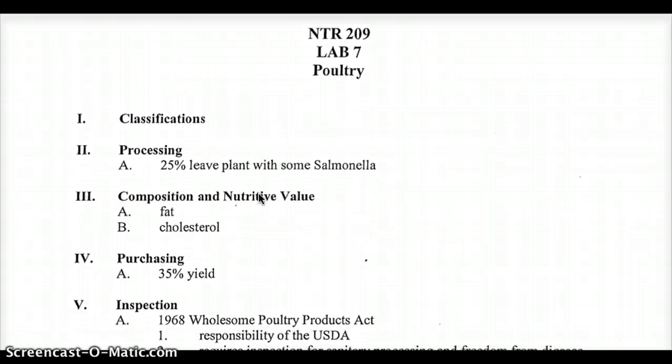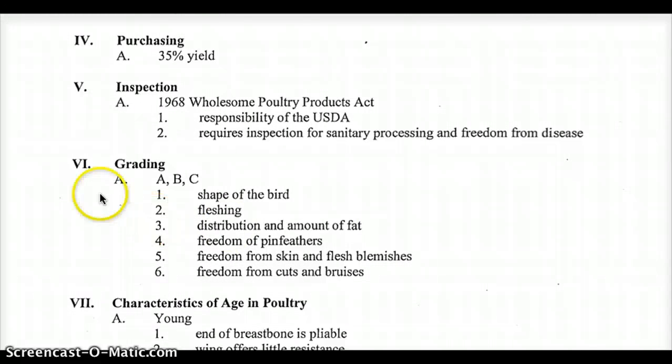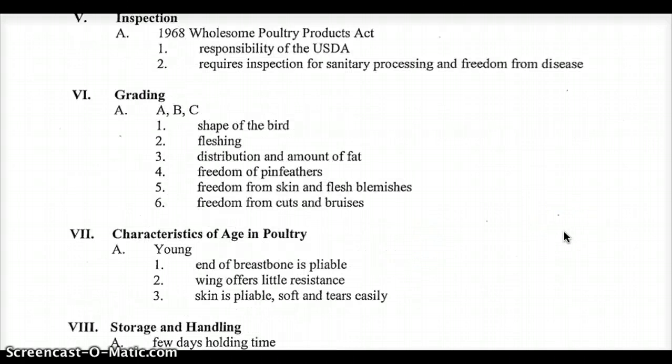Classifications, processing, 25% leaf plant with some salmonella. Composition and nutritive value, fat and cholesterol. Purchasing, 35% yield. Inspection, you just know a little bit. Know the grading, know why, how it's graded: shape of the bird, fleshing, distribution amount of fat, freedom of pin feathers, freedom from skin and flesh blemishes, freedom from cuts and bruises.